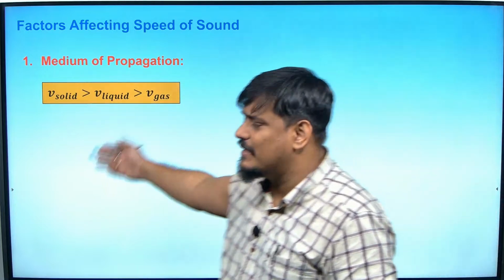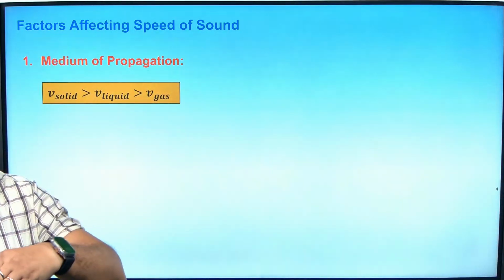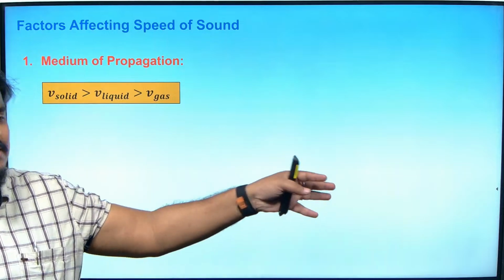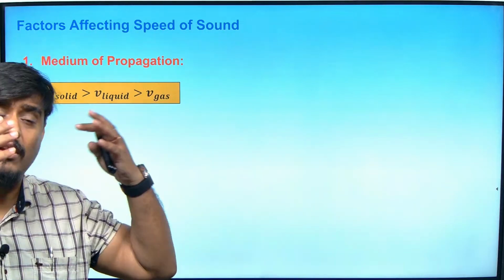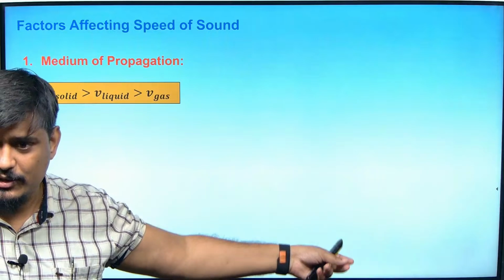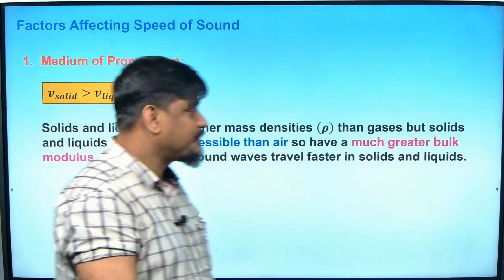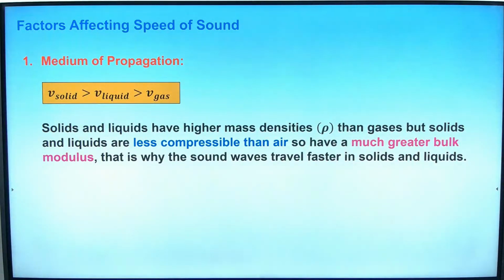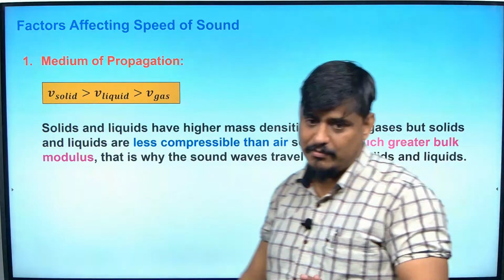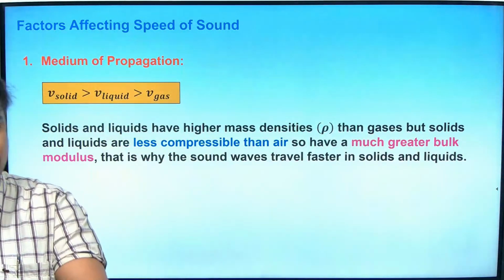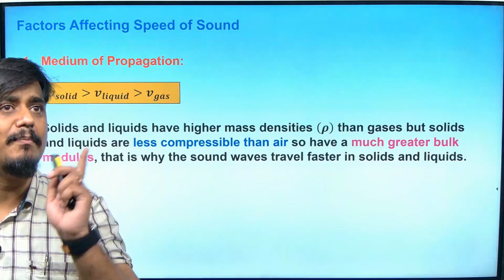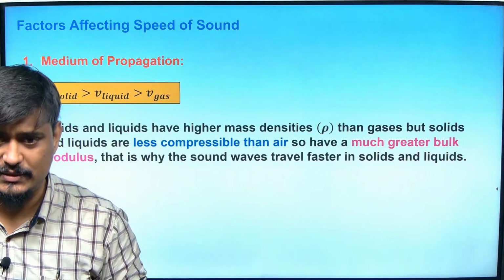In solids, you have more particles nearby. When wave travels, it hits very fast. In liquid, you have particles separated more far away. In gas, you have much more far away. So obviously, velocity of sound in liquids and solids will be more, solid maximum, and gas will be minimum. Am I right? So that's the reason for having different velocities of sound in different medium. So the first factor that affects the speed of sound is the medium. If the medium is solid, it will have the maximum velocity. If the medium is gas, it will have the minimum velocity. I hope you are clear in this, right?